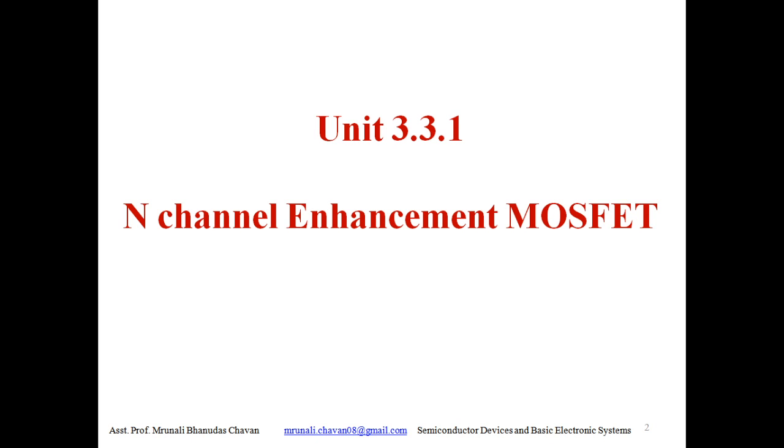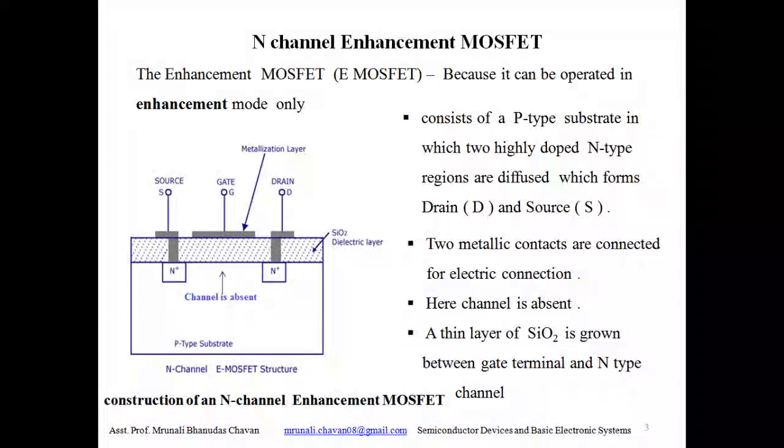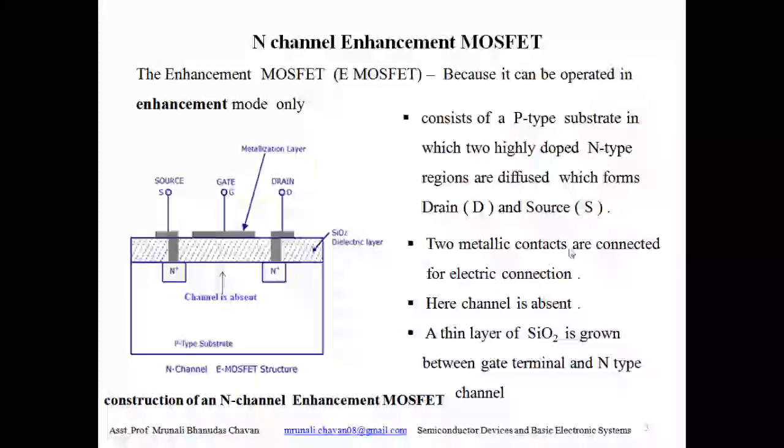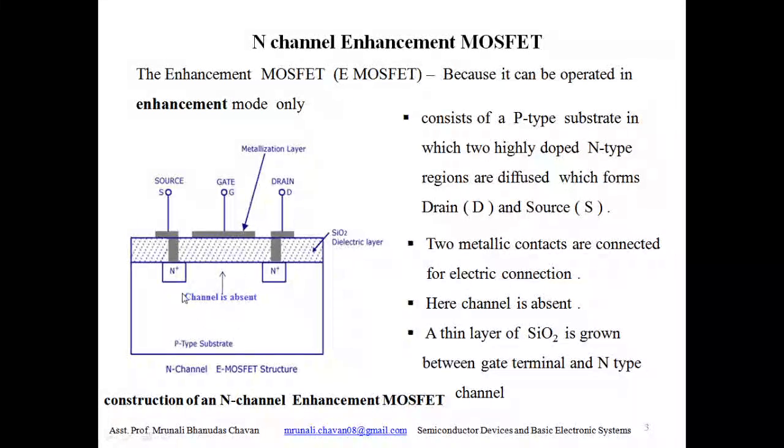In today's lecture we are going to see another type of MOSFET, that is N-channel enhancement MOSFET. The basic difference between the enhancement MOSFET and DE MOSFET is, in DE MOSFET the channel is in between the two highly doped N regions, but here in enhancement MOSFET this channel is absent. So we will see the enhancement MOSFET.